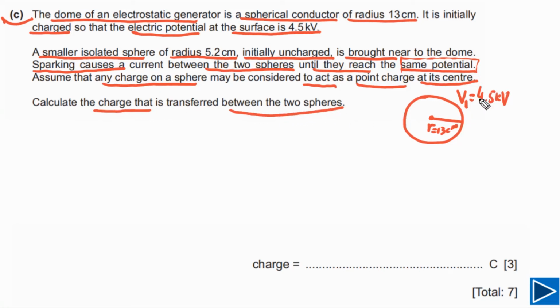So first of all, we have the dome that has potential 4.5 kilovolts and we have an isolated smaller sphere and this has no potential. Initially it has no charge, it has no potential.